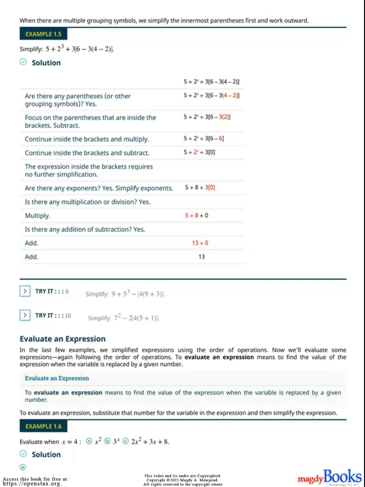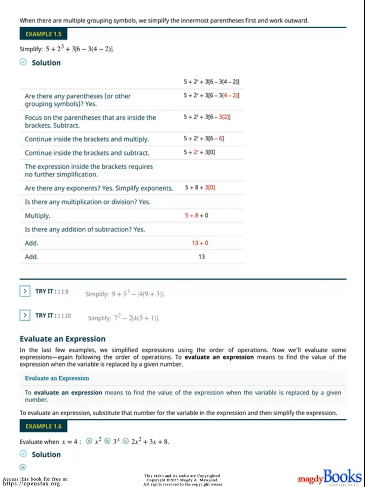5 plus 8 plus 0. Is there any addition or subtraction? Yes. Add. 5 plus 8 equals 13. 13 plus 0. Add. 13. Try it 1.9. Simplify 9 plus 5 cubed minus, open square bracket, 4 times, open parenthesis, 9 plus 3, closed parenthesis, closed square bracket.